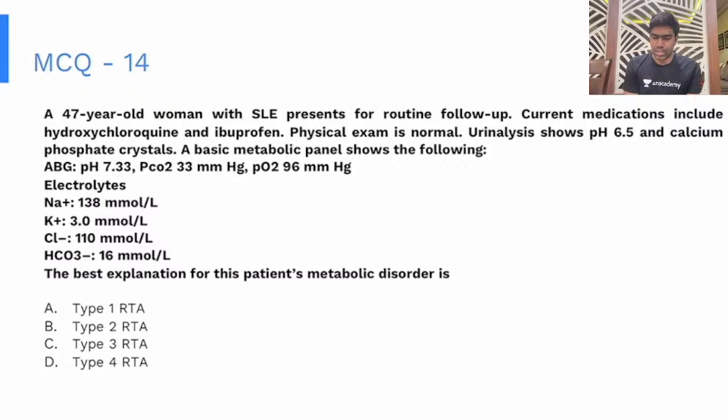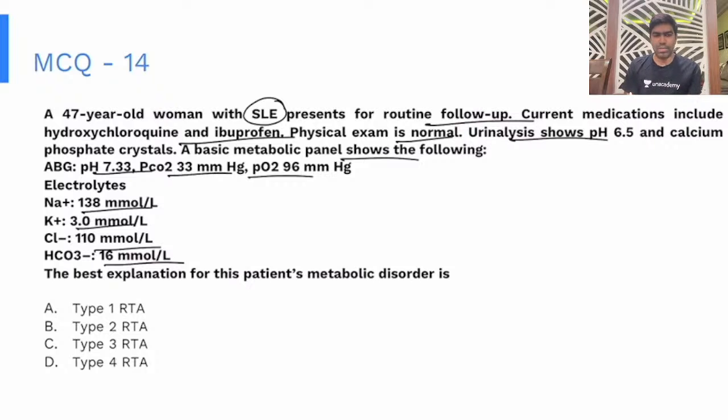So look at this question. A 47-year-old woman with SLE presents for routine follow-up. Current medications include HCQ and ibuprofen, that is an NSAID. Physical examination is normal. Urinalysis shows a pH of 6.5 and calcium phosphate crystals. A basic metabolic panel shows the following: ABG 7.33, PaCO2 is 33, and PO2 is 96. Sodium 138, potassium 3, chloride 110, and bicarbonate 16. The best explanation for this patient's metabolic disorder is what?